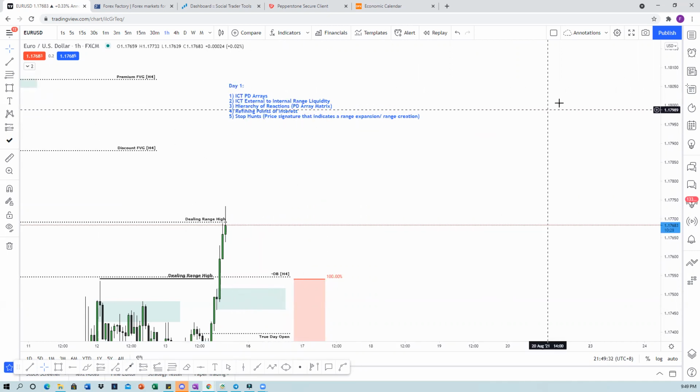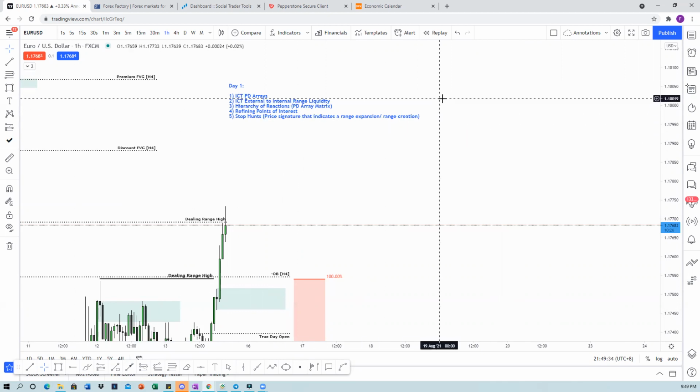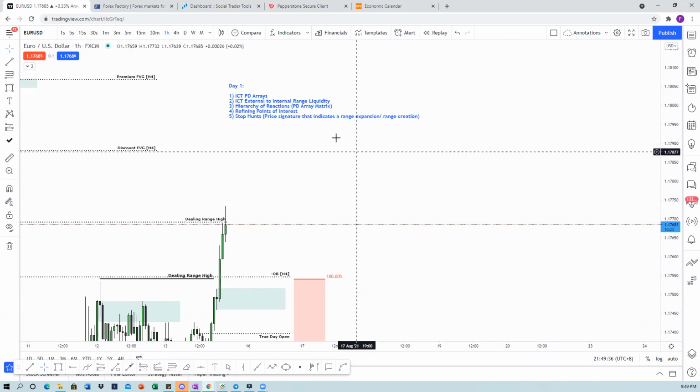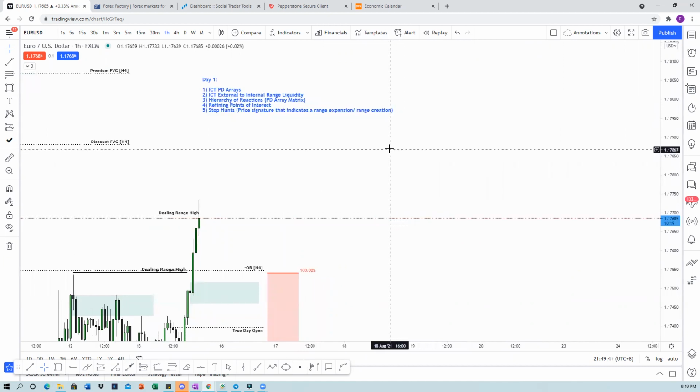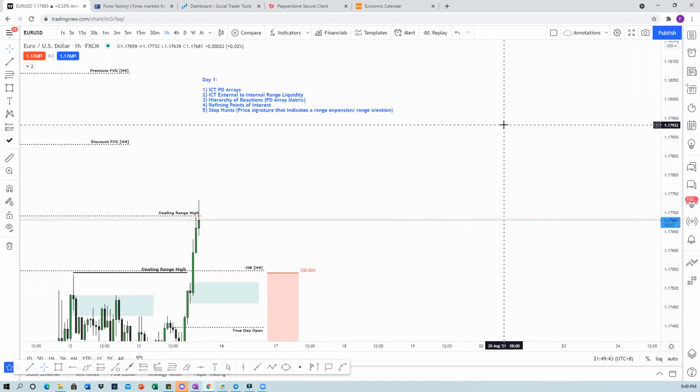Stop hunts. So on stop hunts, it is a price signature that indicates a range expansion or range creation. So stop hunts, as I just said, indicate range creation, right? In terms of range creation or range expansion, a stop hunt is essentially the beginning portion of an institutional swing high or an institutional swing low.